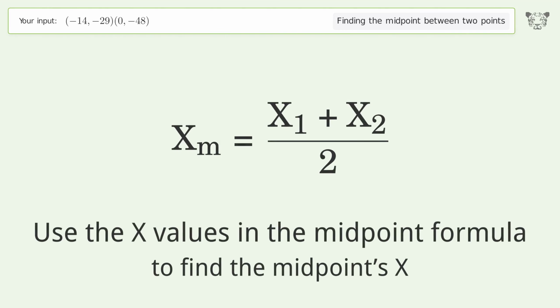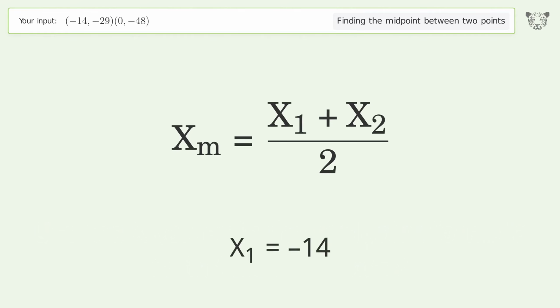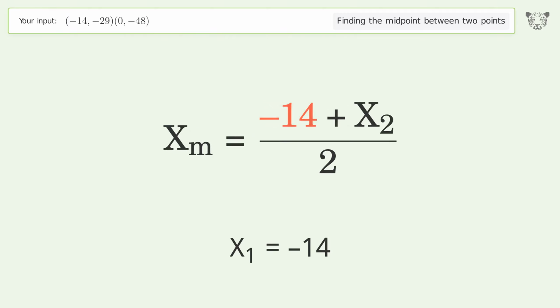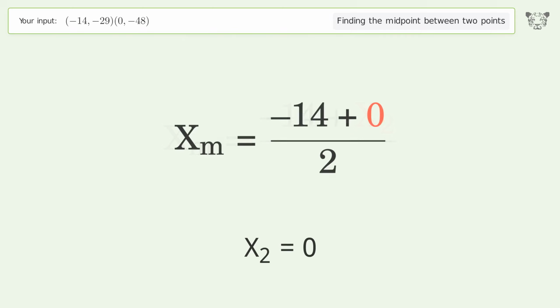Use the x values in the midpoint formula to find the midpoint's x. x1 equals -14. x2 equals 0. Simplify the arithmetic.